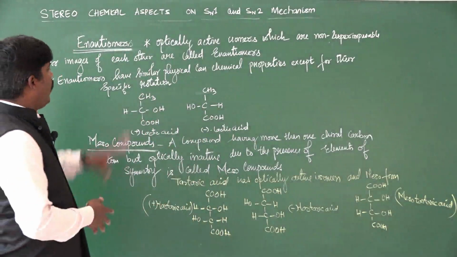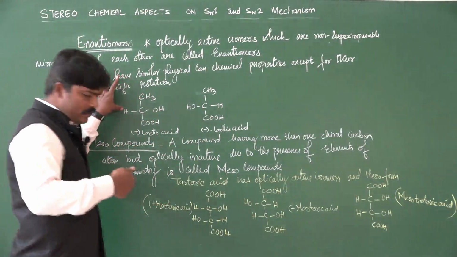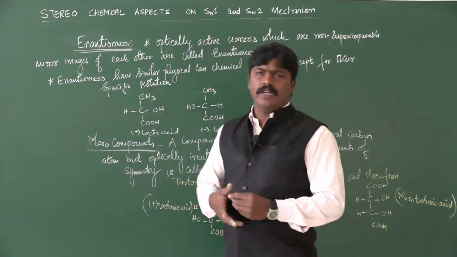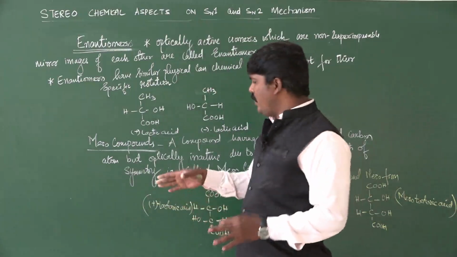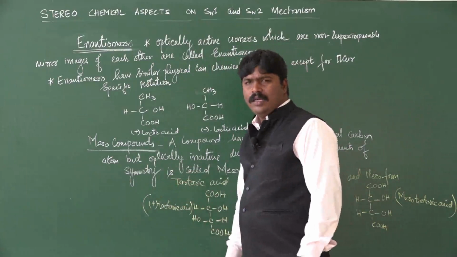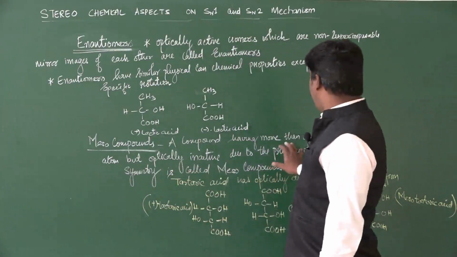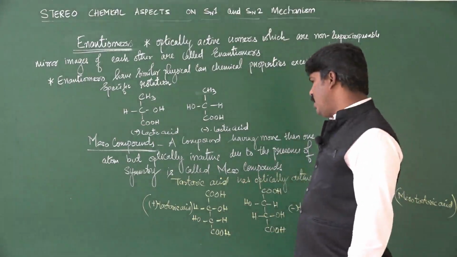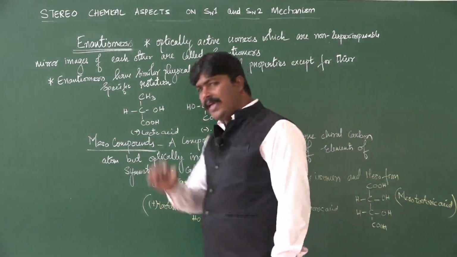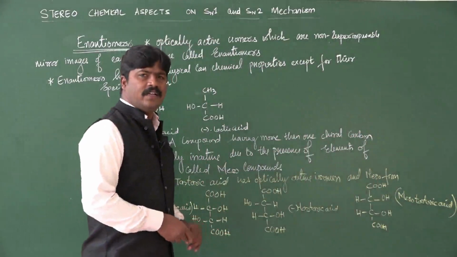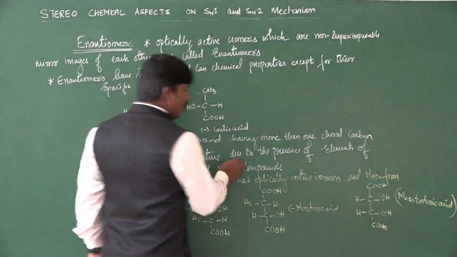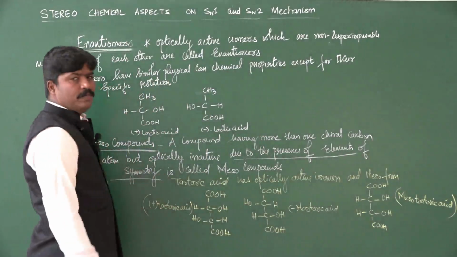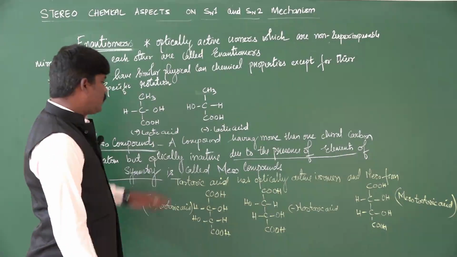So those are enantiomers. We are going to learn still more deeply about enantiomers and optically active isomers. Now we are coming to the meso compound. What is a meso compound? A compound having more than one chiral carbon but optically inactive. Why optically inactive, sir? Even though it has chiral carbons, due to the presence of an element of symmetry called a plane of symmetry, it is called a meso compound.